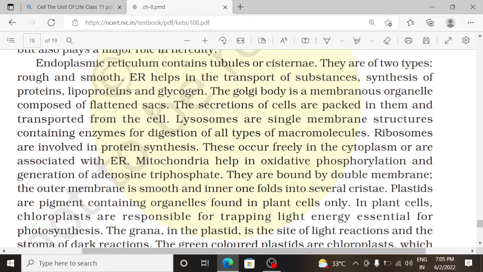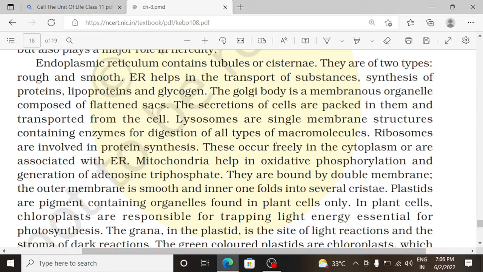Endoplasmic reticulum contains tubules or cisternae. They are of two types, rough and smooth. ER helps in transport of substances, synthesis of proteins, lipoproteins and glycogen. The Golgi body is a membranous organelle composed of flattened sacs. The secretions of cells are packed in them and transported from the cell. Lysosomes are single membrane structures containing enzymes for digestion of all types of macromolecules.